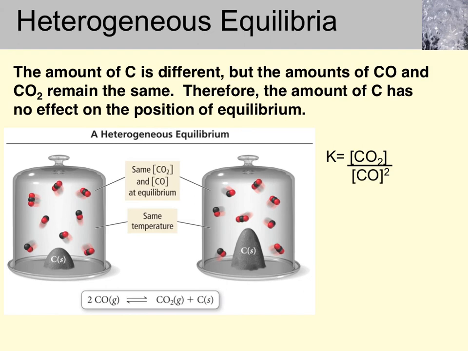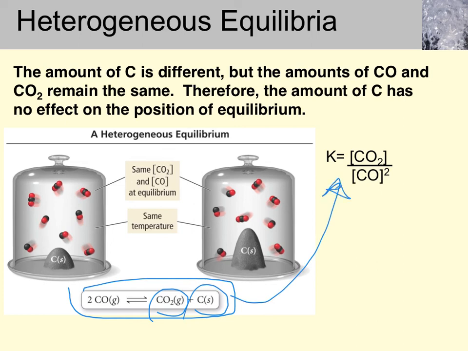Here's a visual showing the same concept. I know that even still sometimes it's hard for me to believe that the amount of solid or liquid you add to a reaction is not going to change the rate. So this visual might help. So here's a reaction where we're showing carbon monoxide being converted to carbon dioxide and solid carbon. If you were to write the equilibrium expression K, this is what it would look like, and the solid carbon, which is shown here, would be left out of the expression.